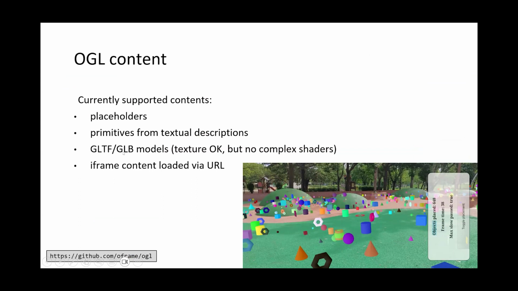It can also have GLB models or GLTF models with texture. The texture is also a relatively new feature, but no complex shaders. So I have one shader that handles everything. And Mika could talk about how he solved the complex 3GS content with an iframe actually overlaid on top of the spARcl app.